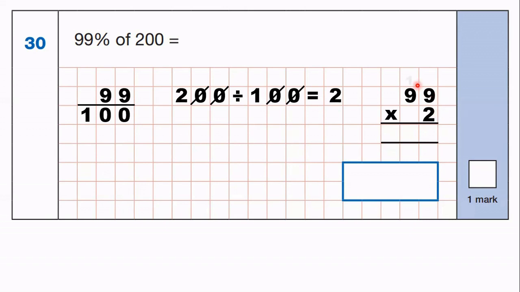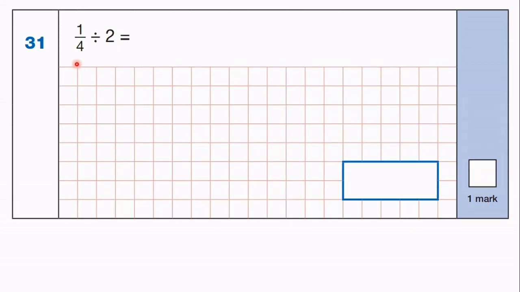9 times 2 is 18, so 1, 8. 9 times 2 is 18, plus 1 is 19, so we have our answer 198. Question 31. 1/4 divided by 2. To divide a fraction by a whole number, we don't actually need to do any division at all. Instead, we just take the fraction and multiply the denominator by the number. And because 4 times 2 is 8, our answer is 1/8.